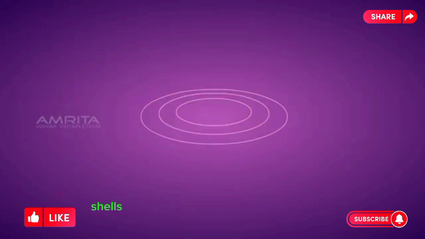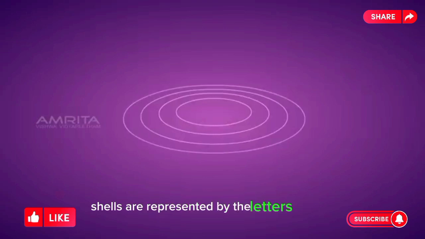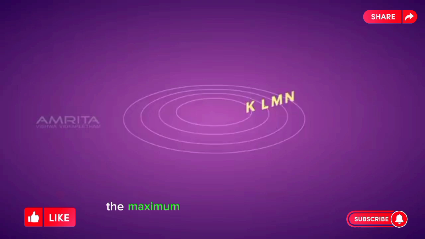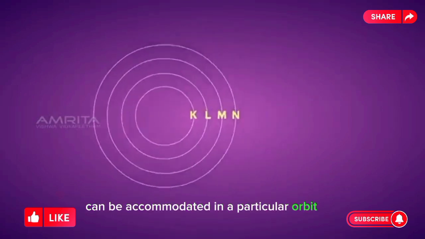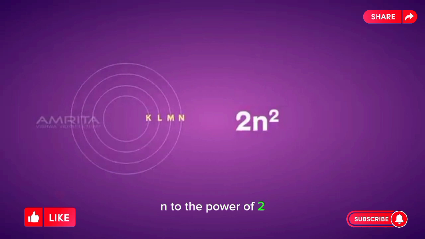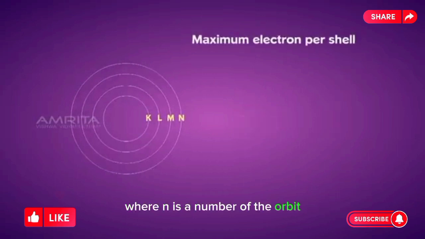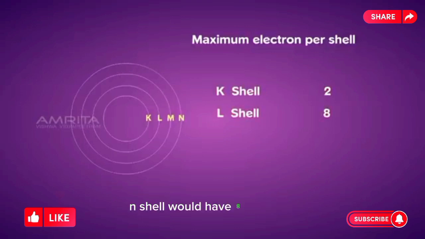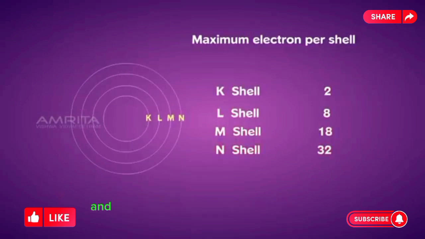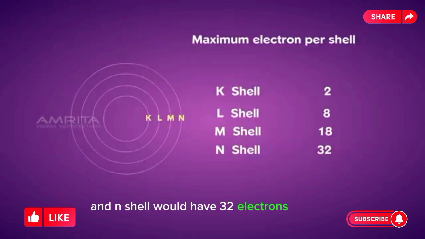These orbits or shells are represented by the letters K, L, M, N. The maximum number of electrons that can be accommodated in a particular orbit is 2n², where n is the number of the orbit. Thus, K shell would have 2 electrons, L shell would have 8 electrons, M shell would have 18 electrons, and N shell would have 32 electrons, and so on.